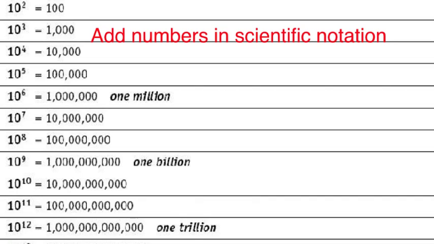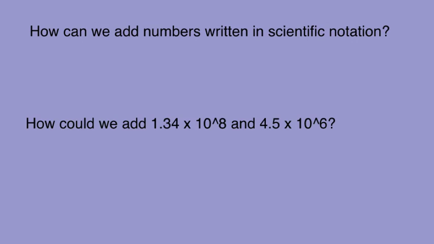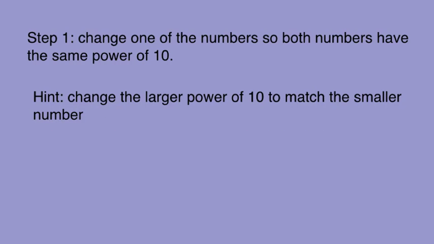In this lesson, we're going to talk about adding numbers that are already written in scientific notation. How can we add numbers that are already written in scientific notation? For example, I have 1.34 times 10 to the 8th and 4.5 times 10 to the 6th. These are written in scientific notation, but they don't have the same exponent. So how am I going to make these numbers easy to work with so I can write them in scientific notation? Step 1. Change one of the numbers so that both numbers have the same power of 10.